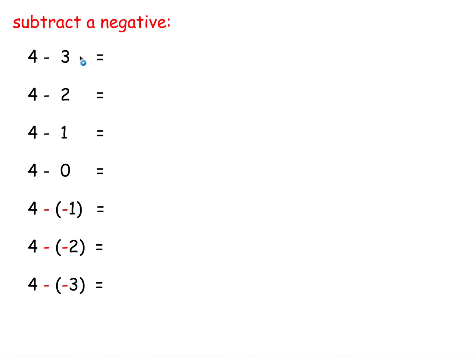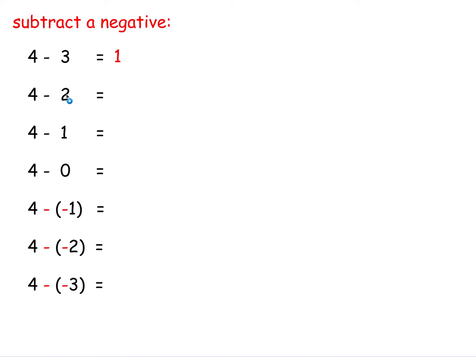Now we're going to get a result for subtracting a negative. So there's a wee sequence here. We're taking the number 4 every time and we're subtracting off 1 less each time, taking off 3, then taking off 2, then taking off 1, then taking off 0, taking off -1, taking off 1 less each time. So if I take 4 and subtract off 3, I get 1.